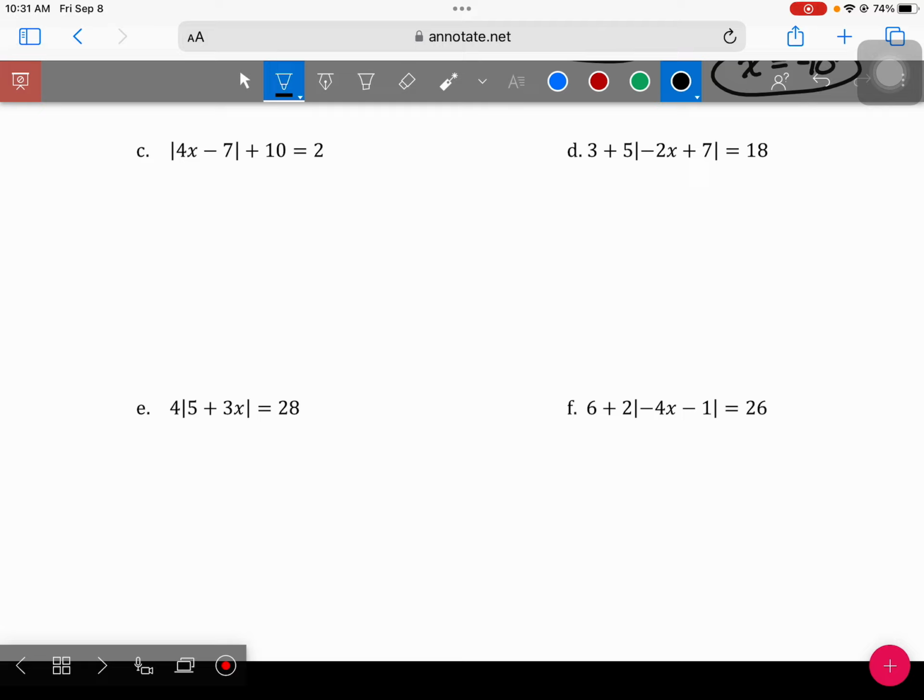So, isolate, then separate. Letter C. Is that isolated? Who haven't I talked to? Allison, is that isolated in C, my absolute value? No. So what should I do first? Subtract 10. Subtract 10 on this side. Whatever you do on one side of the equation, you do on the other. And I get the absolute value of 4x minus 7 equals negative 8.